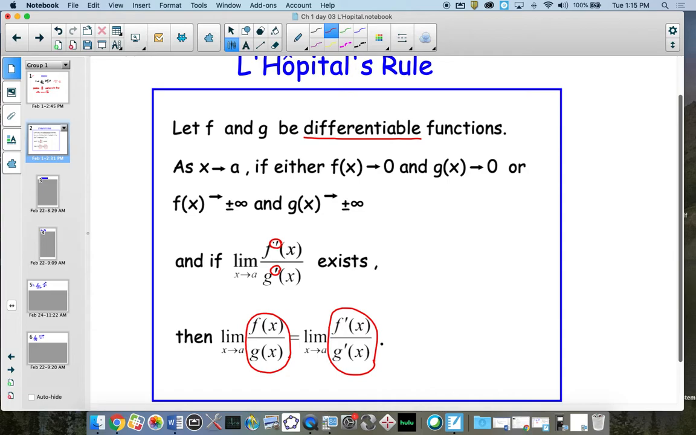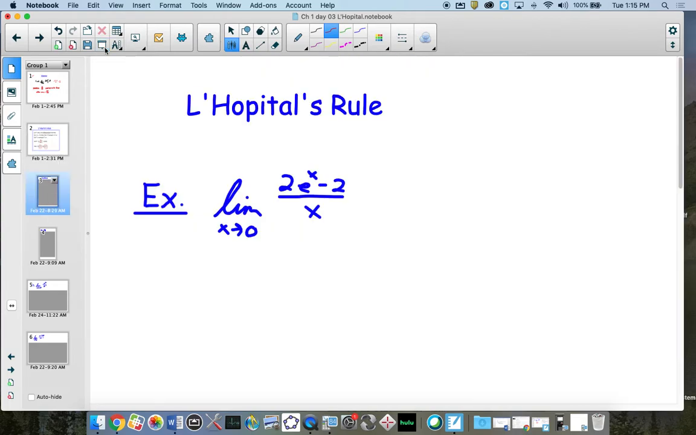Now, the only thing that sometimes students make a mistake at is when they're calculating the derivatives of f and g, you have to remember that f is a function which is in the numerator of the problem, and g is a function that's in the denominator. I'll show you what I mean in a second. So let's go back to the opener.